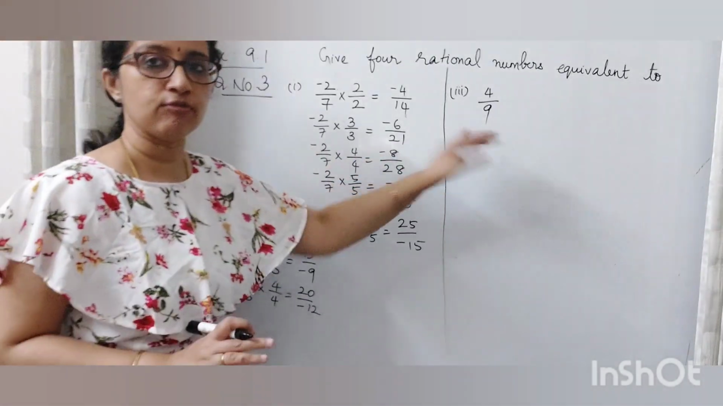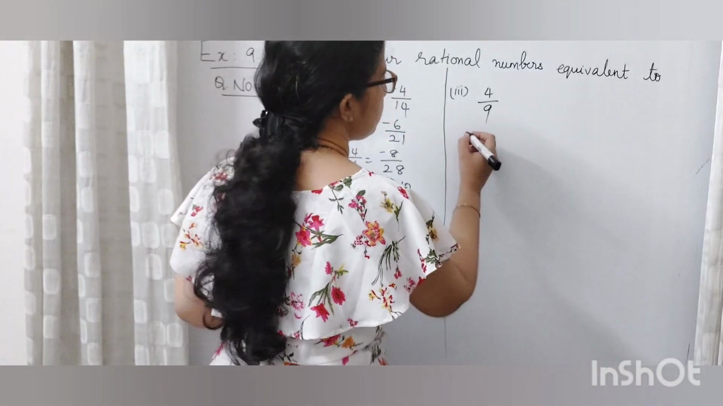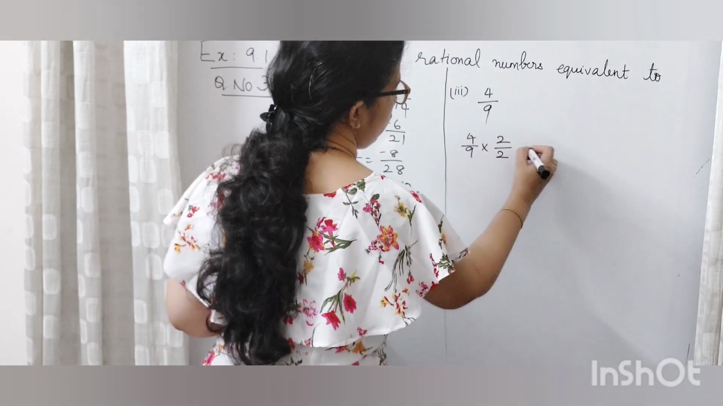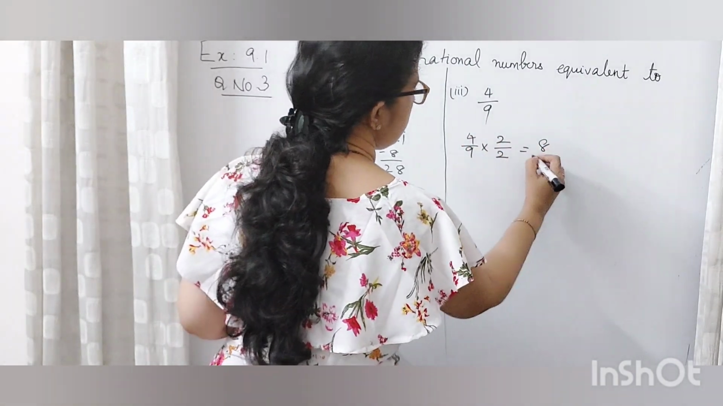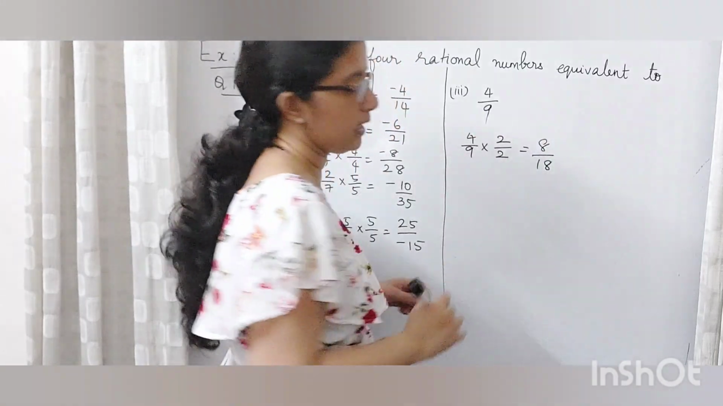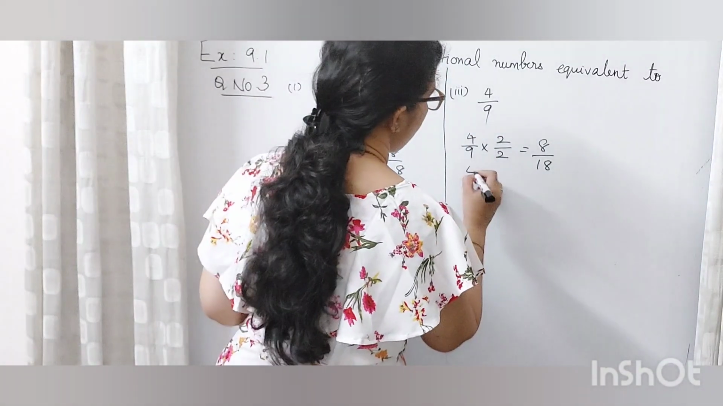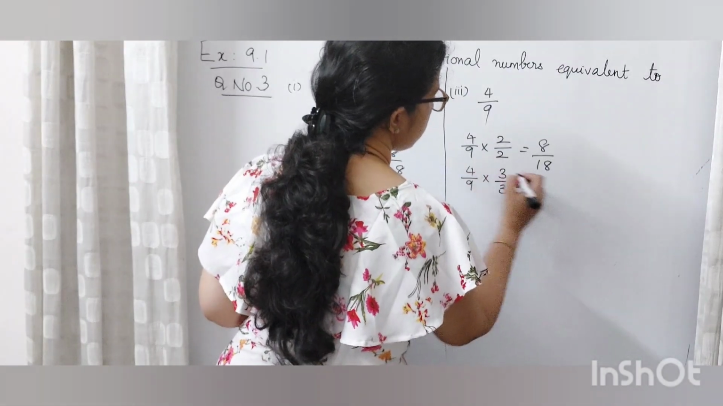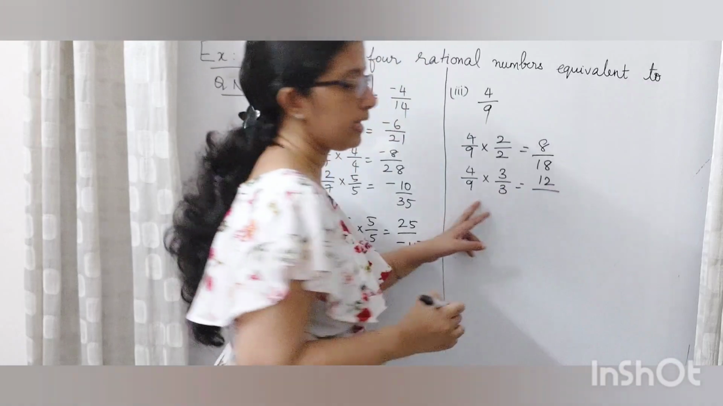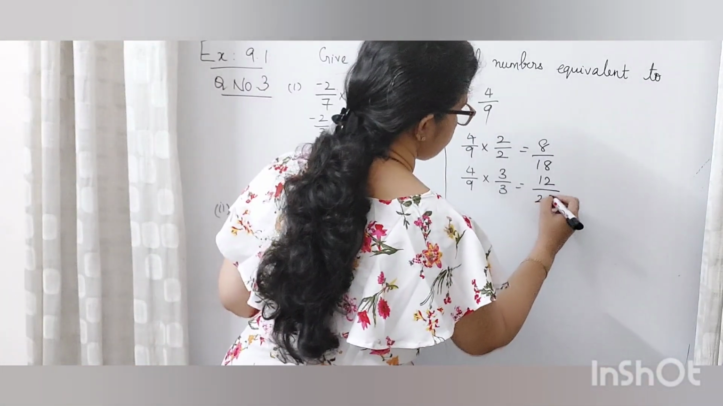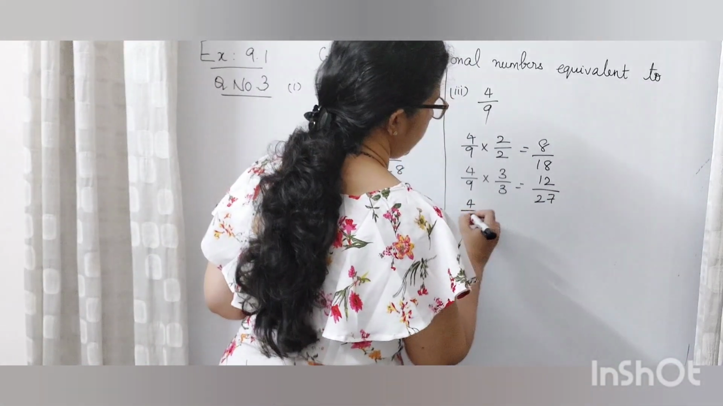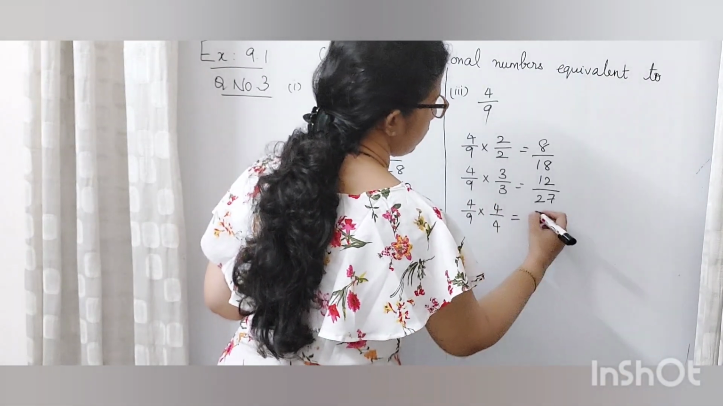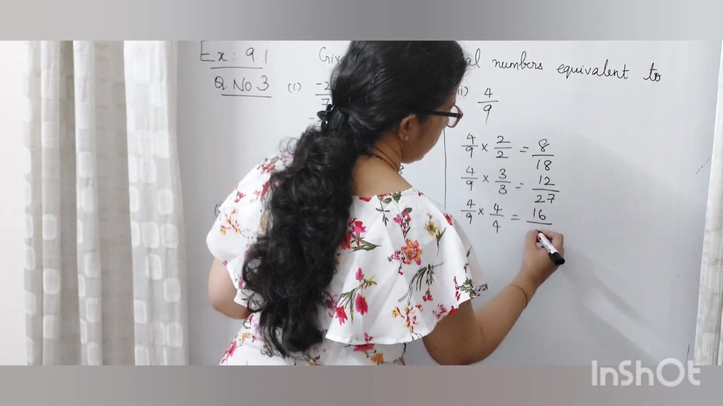Now let's take the next one, 4 by 9. In a similar way, what should we do? 4 by 9 into 2 by 2, what will you get? 4 into 2, 8. 9 into 2, 18. 8 by 18. Now 4 by 9 into 3 by 3. What is the answer? 4 3s are 12, by 9 3s are 27. Again 4 by 9 into 4 by 4, if you do, what will you get? 4 4s are 16, by 36.